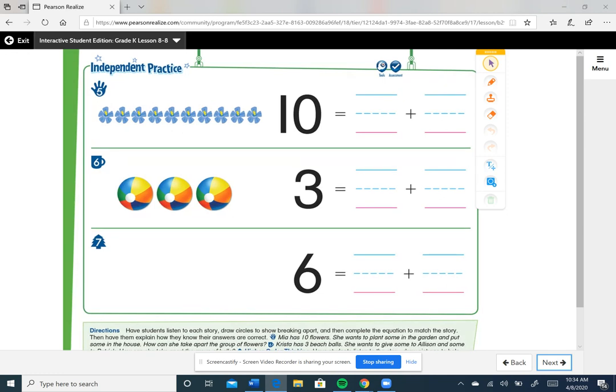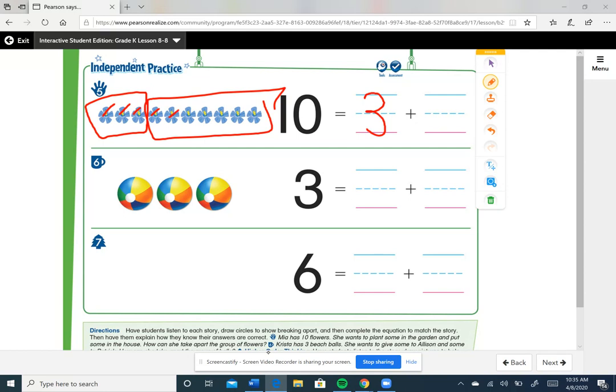All right. Maya picked 10 flowers, and she wants to plant some in the garden and then put some in the house. How can she split these into 2 groups? So however you want to do it. Remember, your answers do not have to be the same as mine, okay? So how many do I have in my first group? 1, 2, 3. And then in my second group, I have 1, 2, 3, 4, 5, 6, 7.